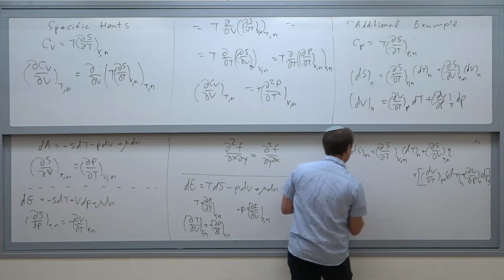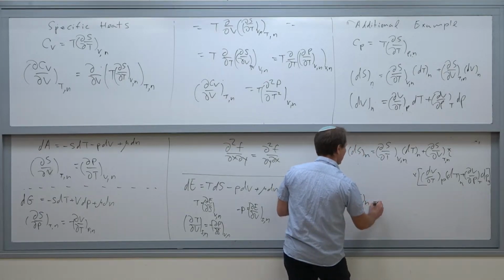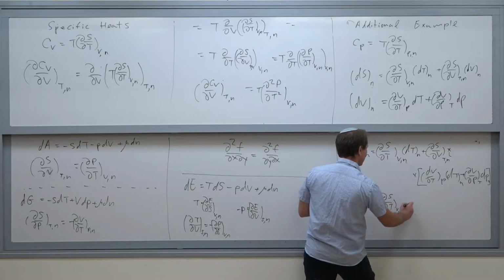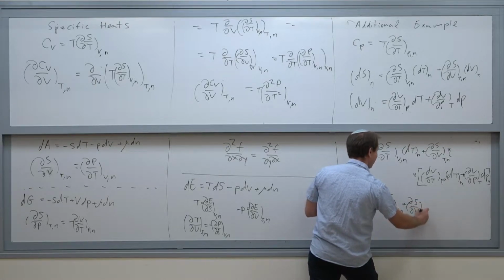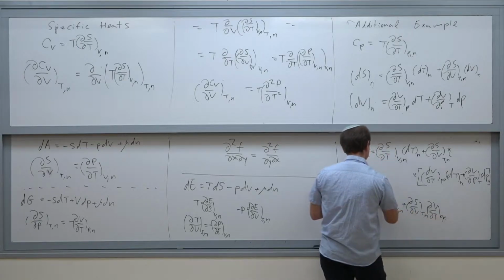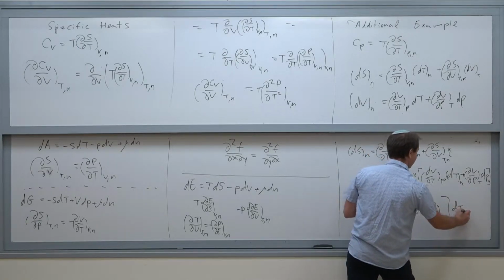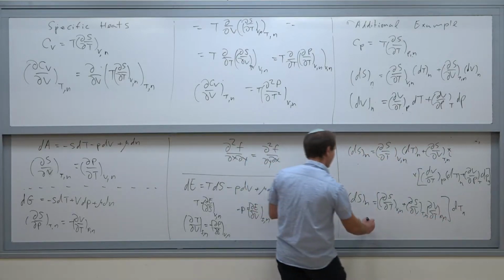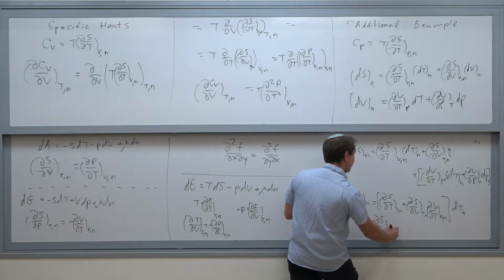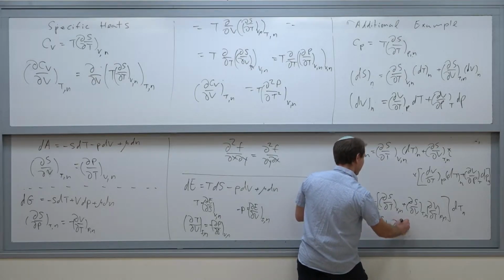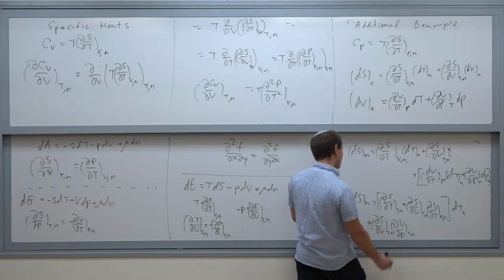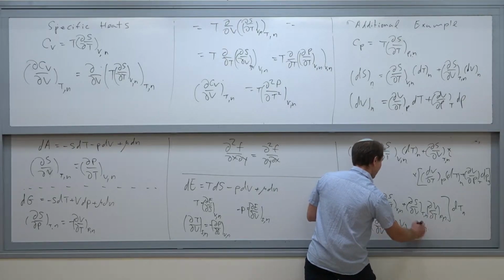So we have that dS, constant N, equals ds/dt, V and N, plus ds/dV, T and N, dV/dT, P and N, all of this multiplied by dT, constant N. Plus we have the additional term, which is ds/dV, T and N, multiplied by dV/dP of T and N. Okay, and here we have dP, constant N.